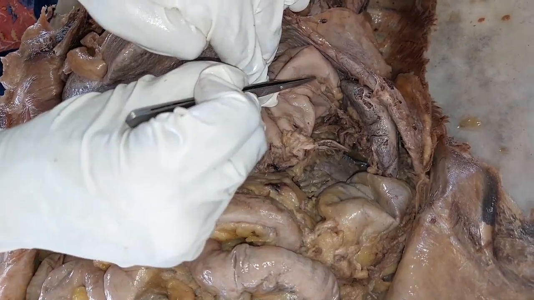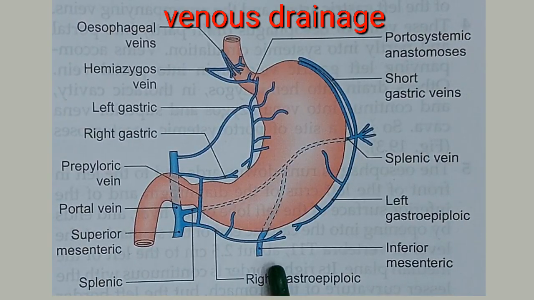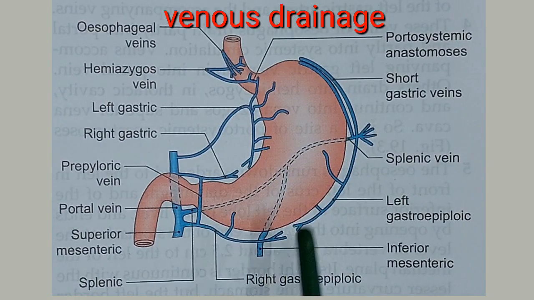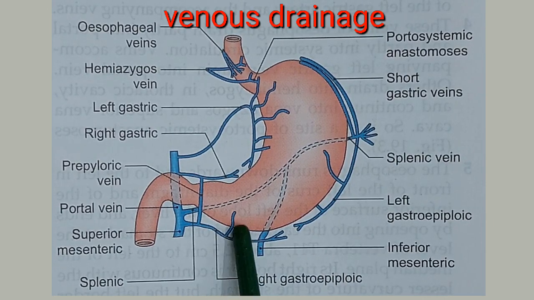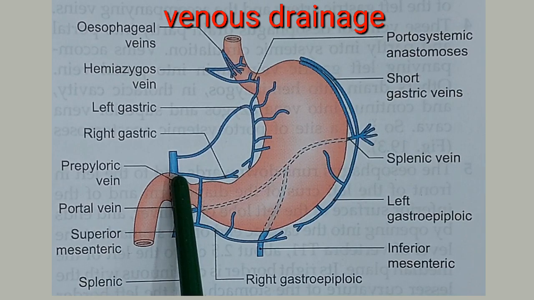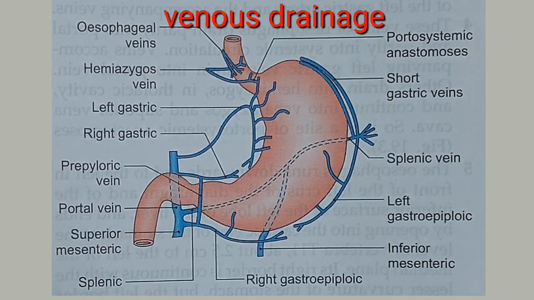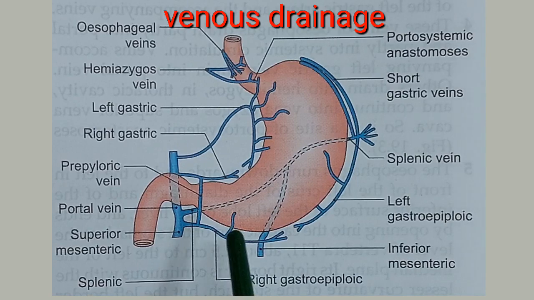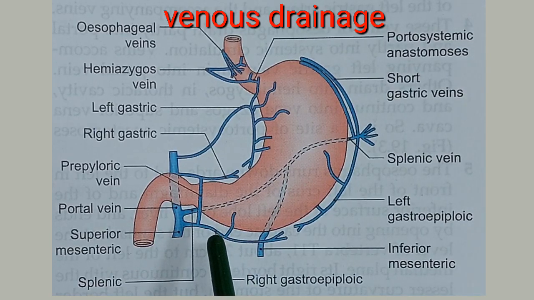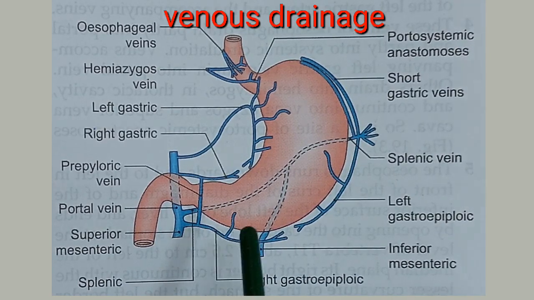Venous drainage of the stomach. Veins of the stomach correspond to the arteries and drain directly or indirectly to the portal vein. But here the prepyloric vein presents no corresponding artery and the gastroduodenal artery presents no accompanying veins.